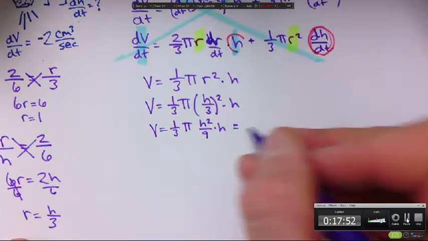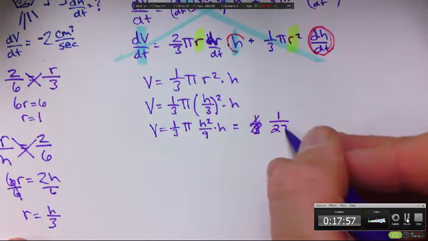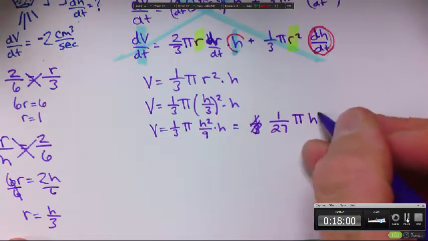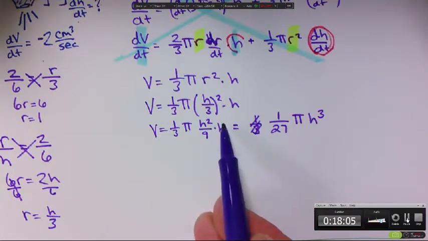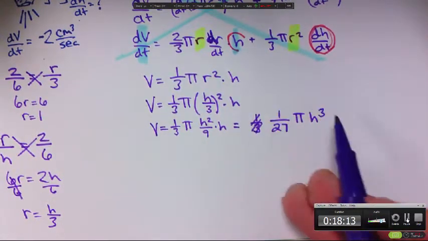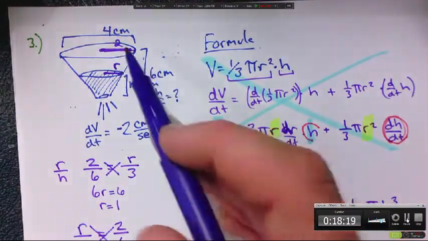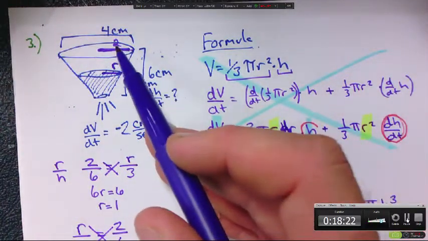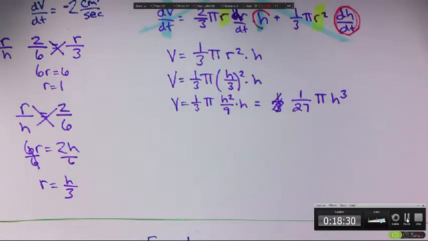So our formula for volume is now 1/27 pi h cubed. Because the h squared and h multiplied make h cubed, and the 1/3 and the 9 make a 1/27. Now that does not mean that this formula works for all cylinders, or all cones. It only works for this cone because of the ratio of radius to height. Okay, if instead of 2 to 6, this would have been 2 to 8, that would change this ratio, which therefore would change our volume formula. So that would have to be recalculated for each problem.